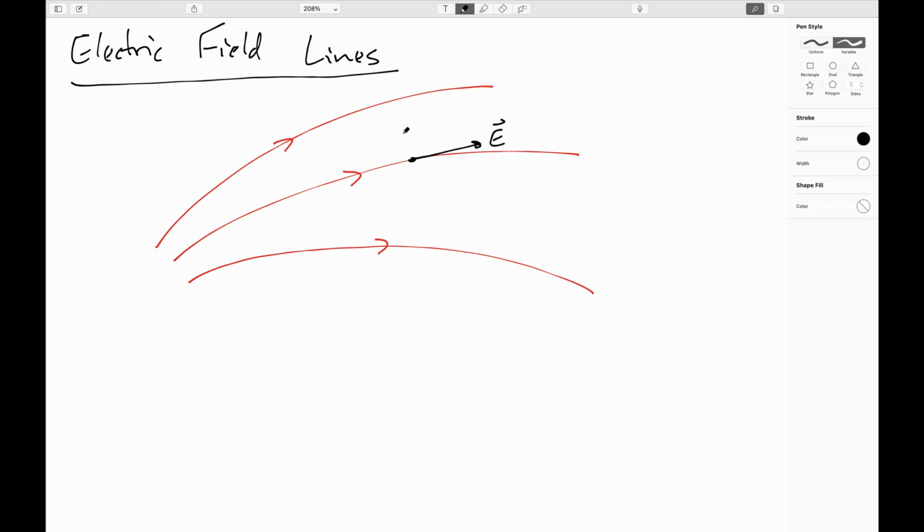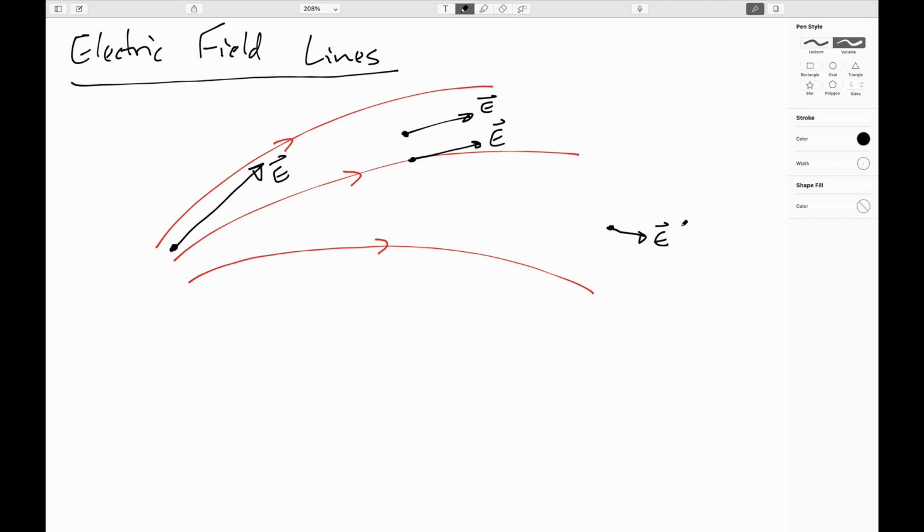You can have as many lines as you want. This is an abstraction. So you just imagine what a line would look like that would fit between these, and you draw it tangent to that imaginary line. The other rule is that the strength of the electric field is proportional to the density of the electric field lines. So here, where the lines are packed closer together, you would draw a longer electric field vector. And out here, where the lines are spaced relatively widely apart, you would be drawing shorter electric field vectors.